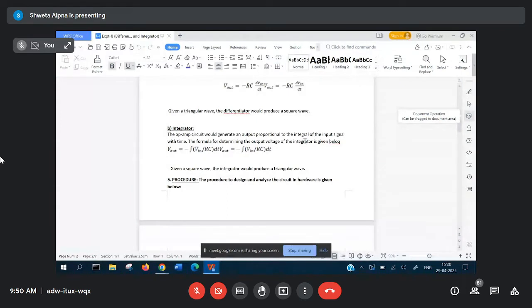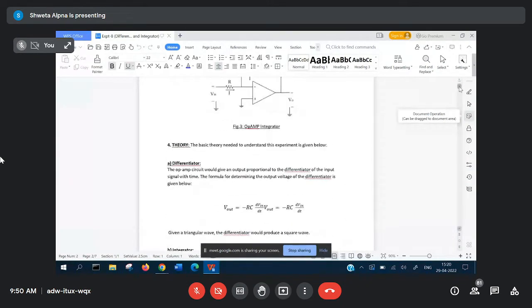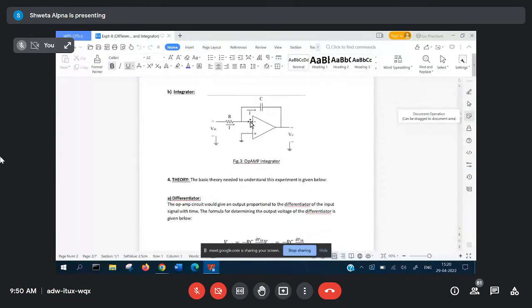Integrator will be giving the integration of the input, and just like for a differentiator, you have an expression V out is equal to minus RC d by dt of V in. As I told you, this expression you will get when you apply the Kirchhoff's voltage law to the circuit. You will get this expression and you will find that the output becomes minus of RC d by dt of V in.